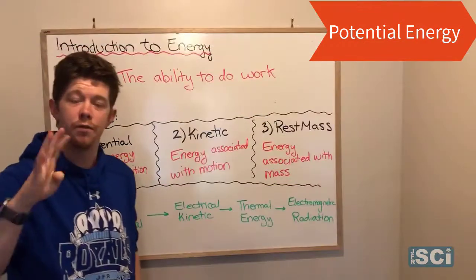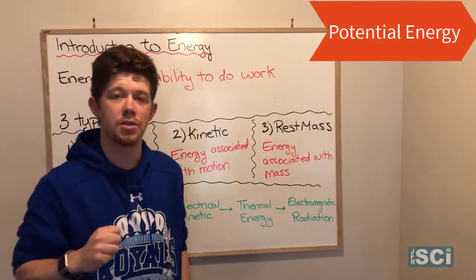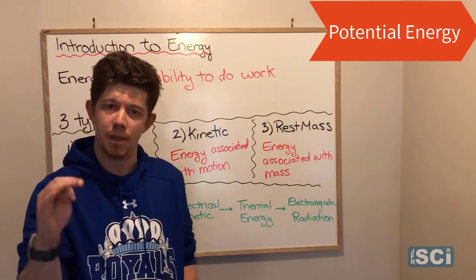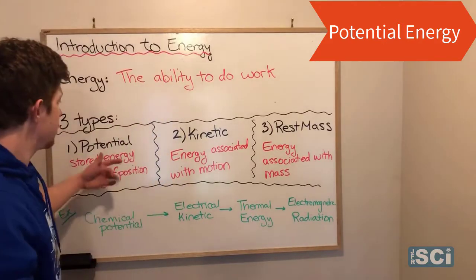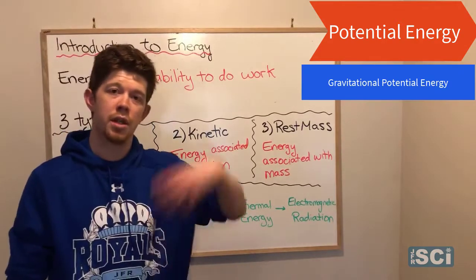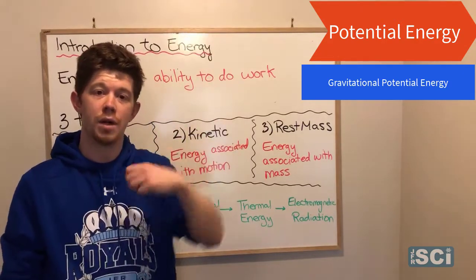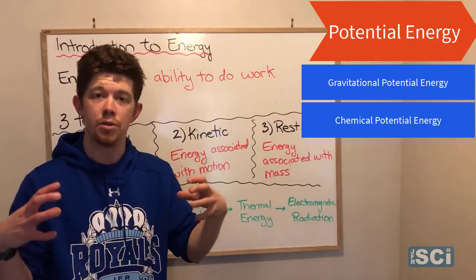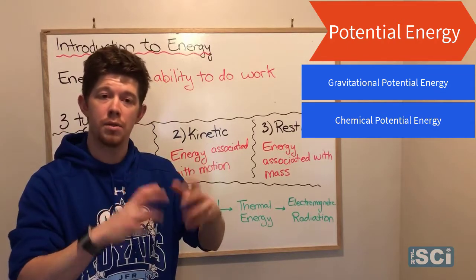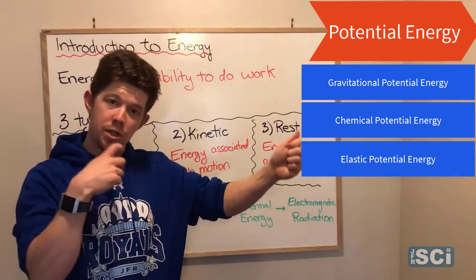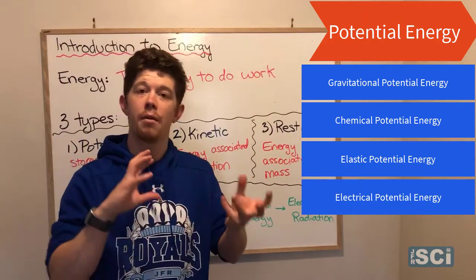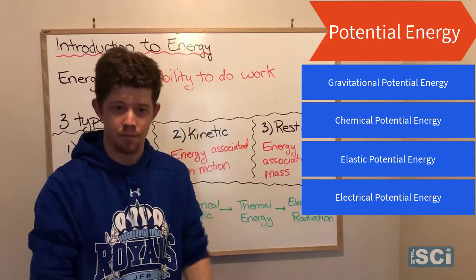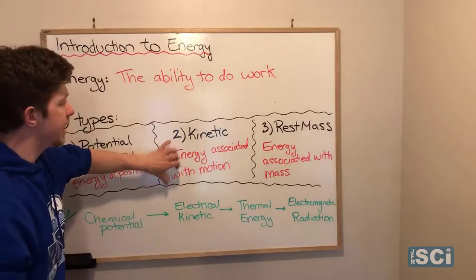So we've talked about 4 different types of potential energies. Now these are not all of them, but these are some of the different types of potential energies that you might observe. So there was gravitational potential energy due to height. There was chemical potential energy due to the bonds inside molecules. There was elastic potential energy with my bow and arrow, and then there was electrical potential energy in charges.